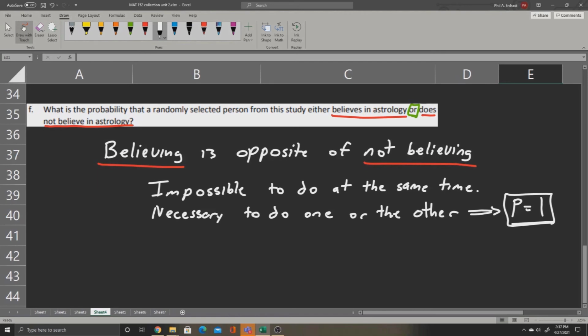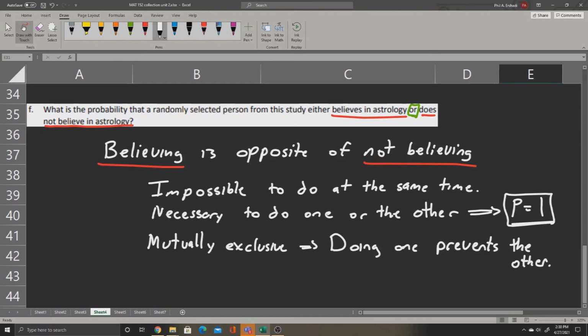These two conditions are called mutually exclusive conditions. By mutually exclusive, that means doing one stops you from doing the other. So we must either believe or not believe. But since they ask us or, since we can only believe or not believe, our probability has to be 1 of doing either one or the other. There is no third option. So without doing any math in Excel, we can say the probability of believing or not believing is 1.